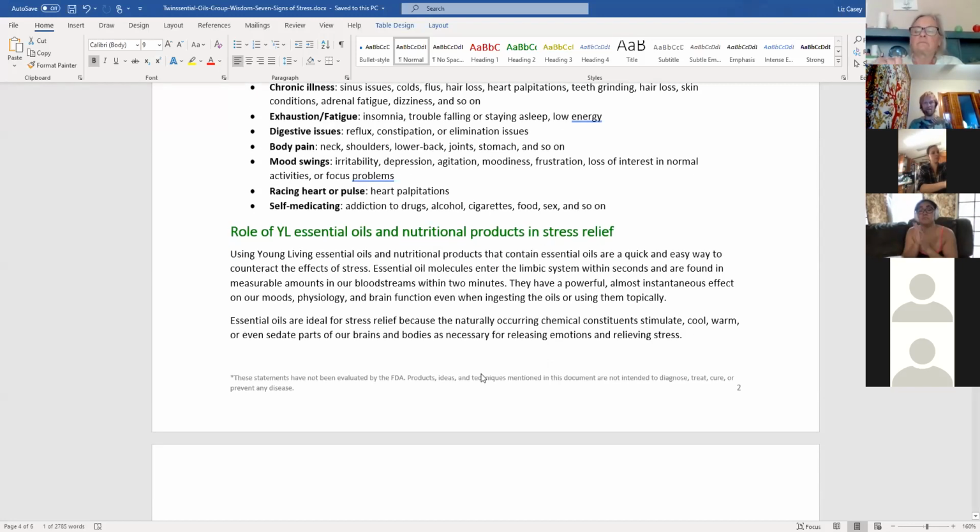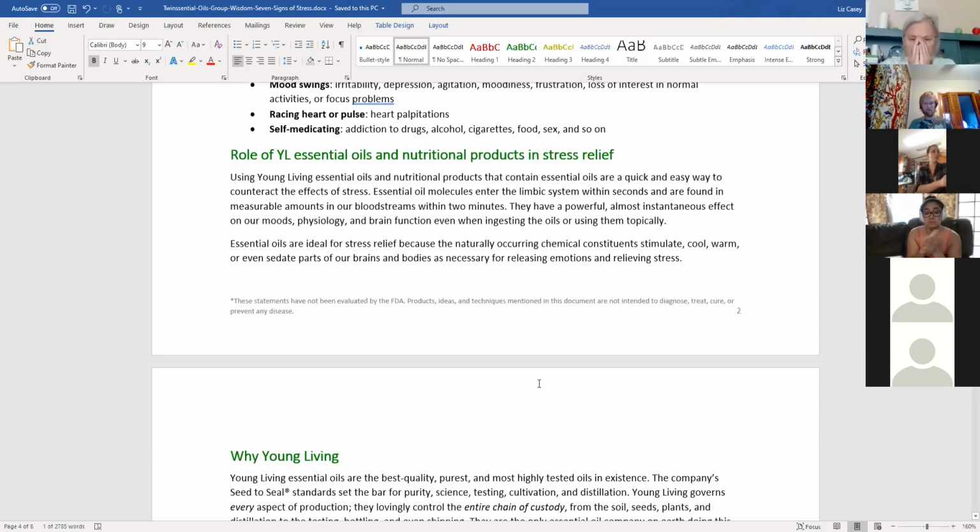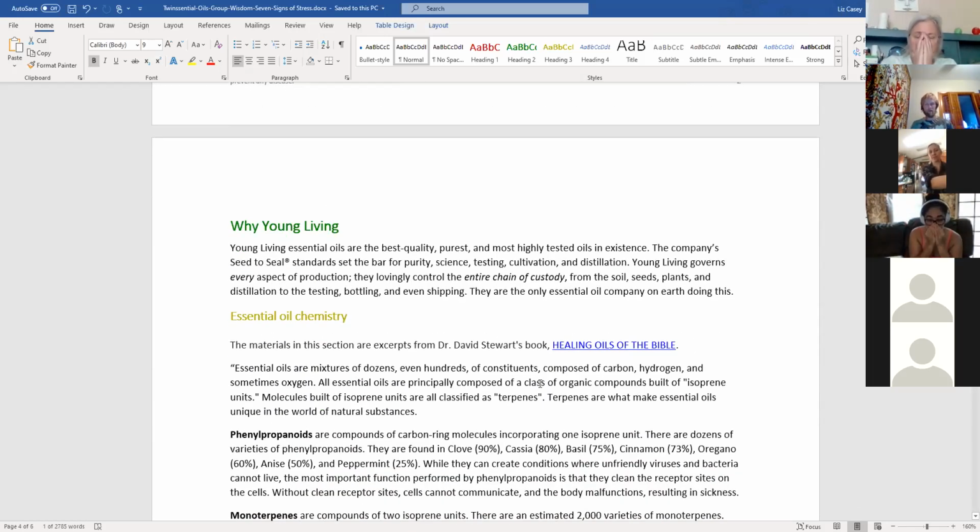So essential oils are ideal for stress relief because of the naturally occurring chemical constituents. These things stimulate, cool, warm, or even sedate parts of our brains and bodies as necessary for releasing emotions and relieving stress. We all know why Young Living, we're all in Young Living, but Young Living, they are the best, highest quality, purest, most highly tested essential oils in existence. The company's Seed to Seal standards guarantee that. That sets the bar for purity, science, testing, cultivation, and distillation. Young Living governs every aspect of production. They control the entire chain of custody on every oil, every time. We are the only oil company that can make that claim.